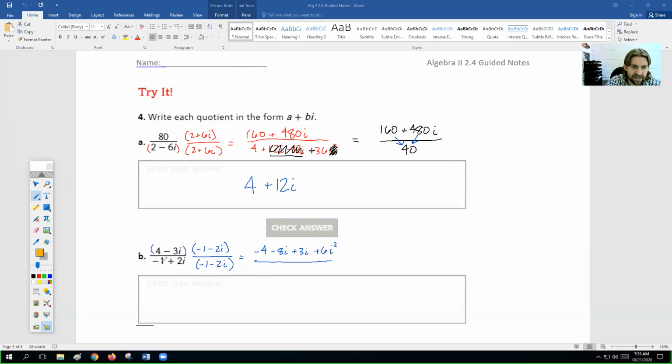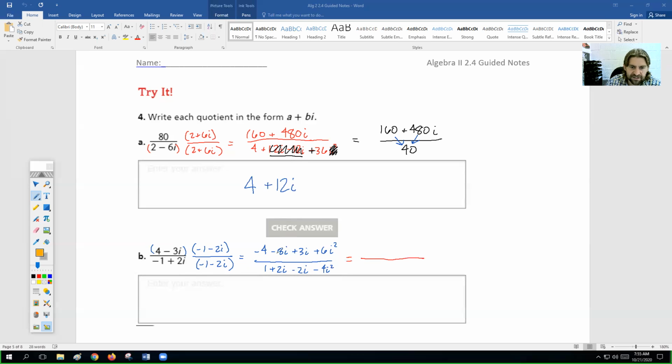Now on the bottom here, -1 times -1 is a positive 1. -1 times -2i is a positive 2i. 2i times -1 is a -2i. 2i times -2i is a -4i squared. So let's see, next step.